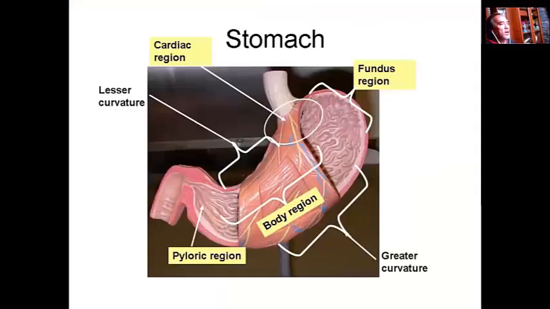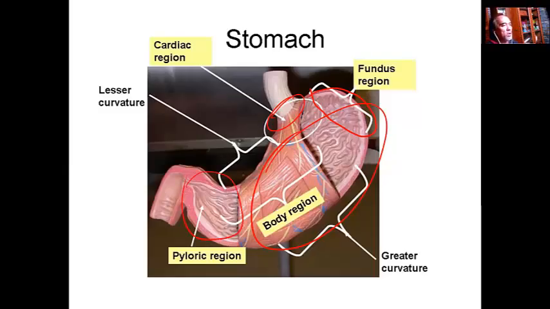All right, so this is the stomach. Remember the stomach is divided into regions. You have the cardiac region. You have the fundus region, the dome-shaped structure located at the proximal part of the stomach. And then you have the body region, and you have the pyloric region, the distal end of the stomach.